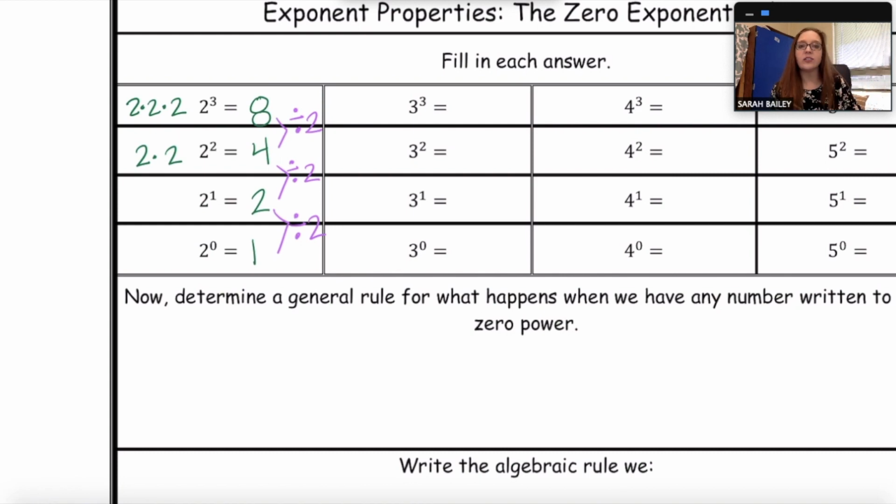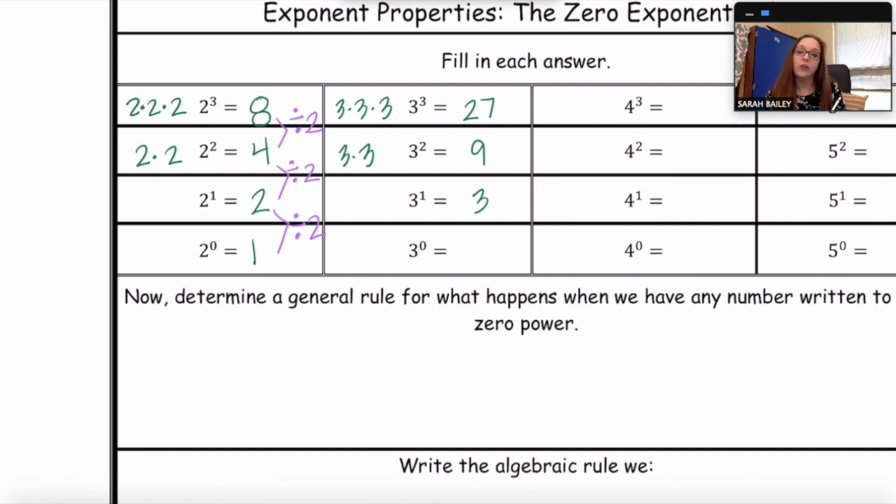Let's try the next column. So let's try 3 cubed. Remember that means 3 times 3 times 3. So that's going to give me 27. And 3 squared means 3 times 3, which is 9. 3 to the first power would just be 3.